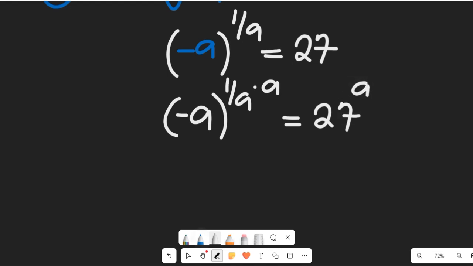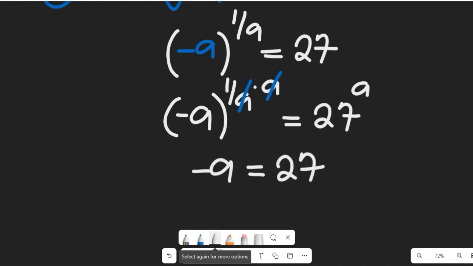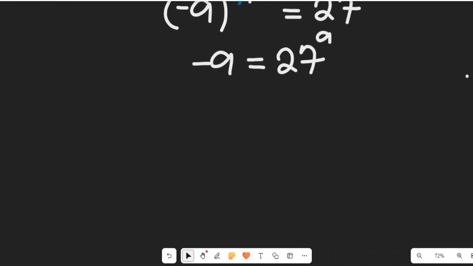Great. Now from this expression, you see that a will simply cancel out a, and then I'll have my result there to be negative a equal to 27 to the power of a. Great. Now what do we do from here? To get a solution to this expression, I'll simply want to divide both sides by 27^a. Now, why am I dividing both sides by 27^a? So as to make the right hand side equal to 1.